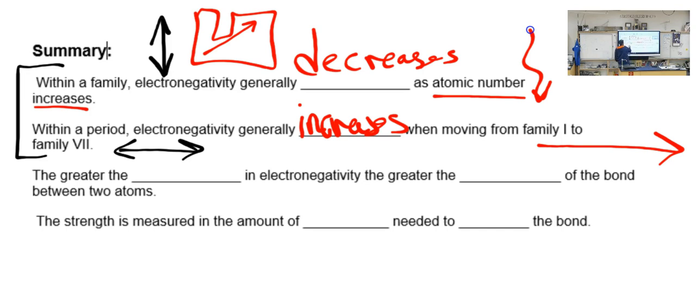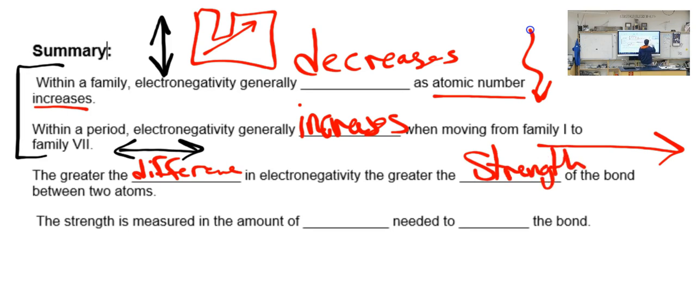Now, the greater the difference in electronegativity, the greater the strength of the bond between the 2 atoms. And the strength is measured in the amount of energy needed to break the bond. That's the wrong one, but I'm a driver's ed teacher, so who cares? The energy needed to break the bond. So now we should have that colored, and now time for our next activity, which is just on the next page.